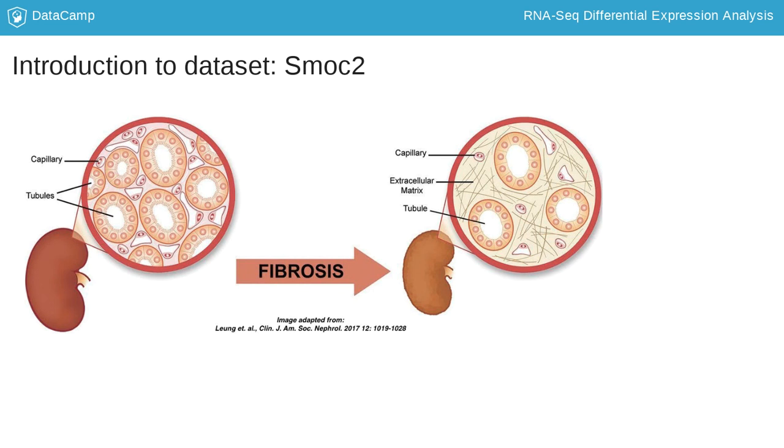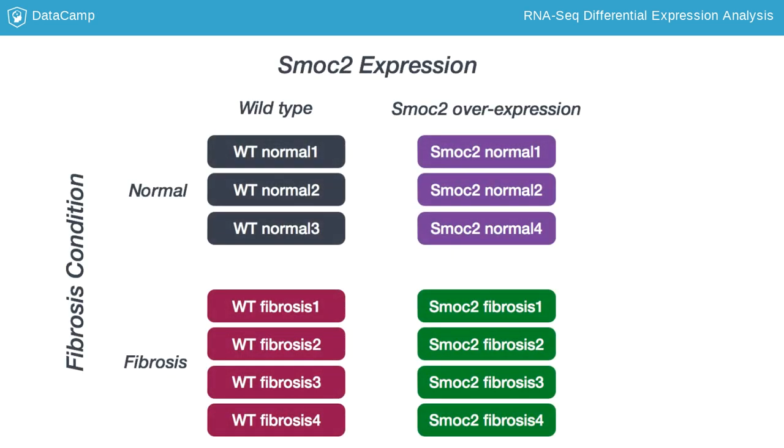by an excess of extracellular matrix in the space between tubules and capillaries within the kidney. However, it is unknown how Smoc2 functions in the induction and progression of fibrosis. There are 4 sample groups being tested: normal control mice, referred to as wild-type mice, with and without fibrosis, and Smoc2 overexpressing mice, with and without fibrosis. There are 3 biological replicates for all normal samples and 4 replicates for all fibrosis samples.